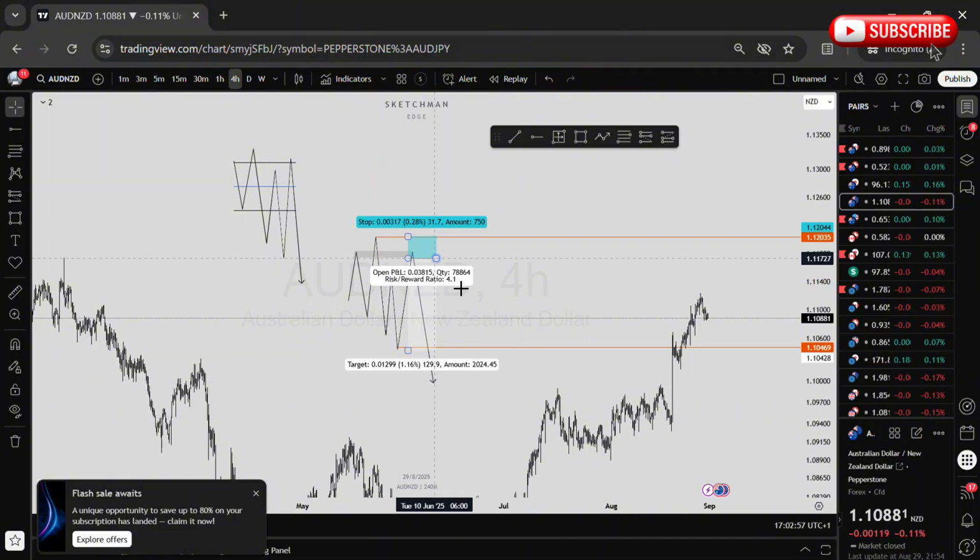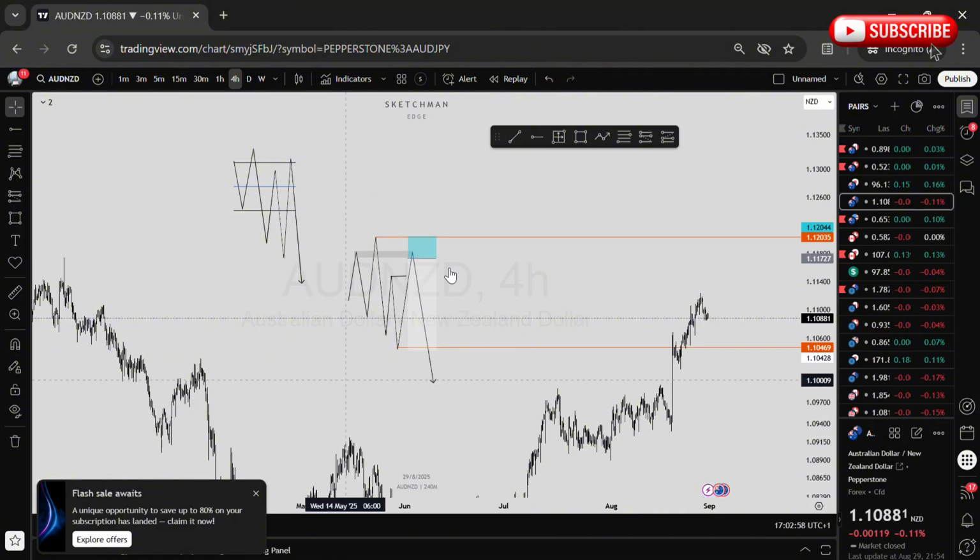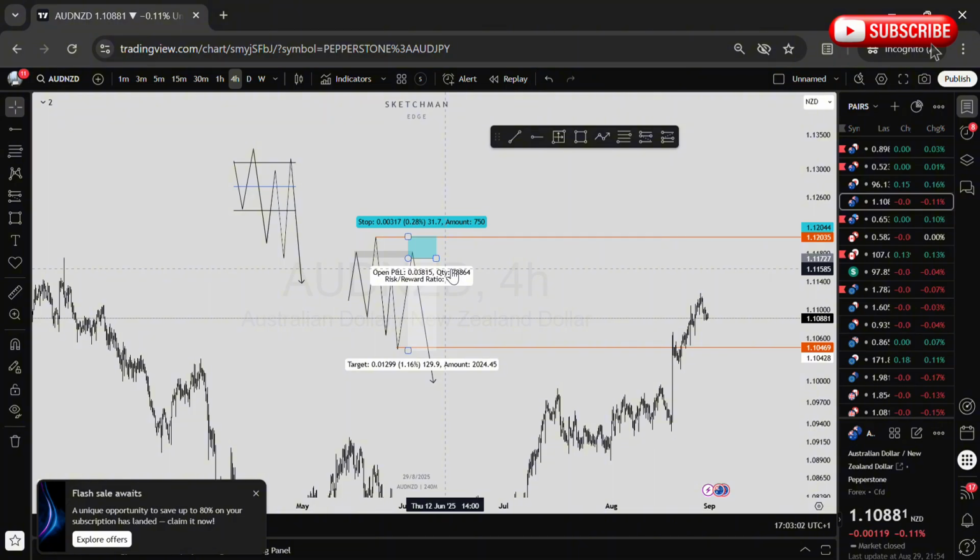This model, I usually trade it on the 4-hour time frame. Eventually I found an edge around it, which I will show you guys in the later videos. But yeah, basically this is what the setup looks like.